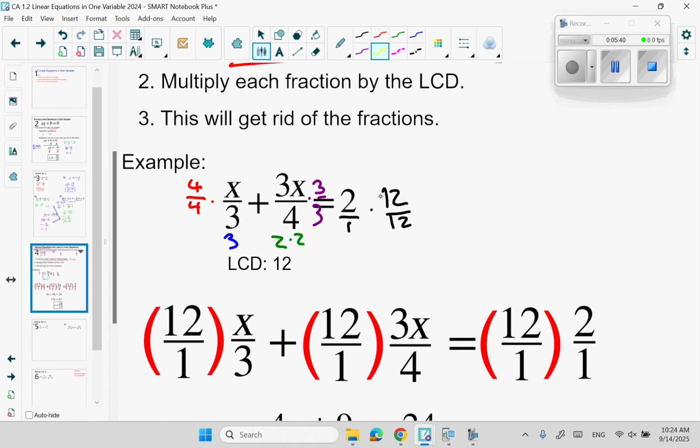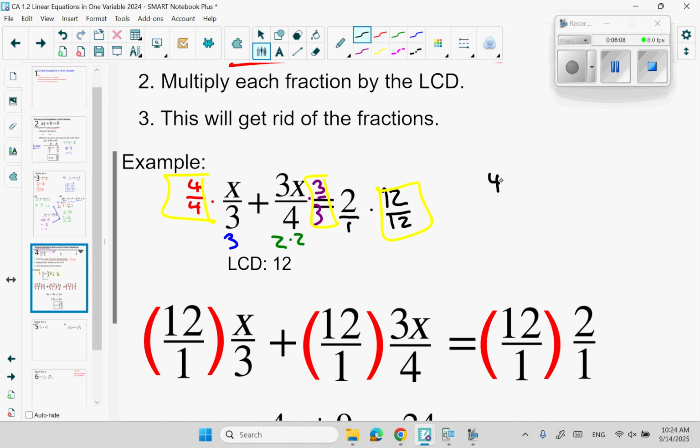And the reason we put 12 over 12 or 3 over 3 or 4 over 4 is I want the denominator, the bottom part, to be the exact same. I have to put it on the top and the bottom. So for example, there in red I have 4 over 4. As a concept, 4 divided by 4 is 1. So I'm going to multiply the first fraction by 1 so it doesn't change its actual value there.